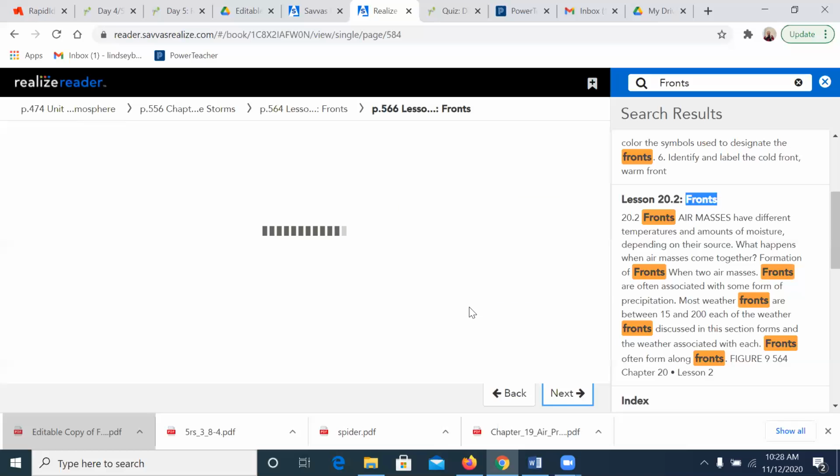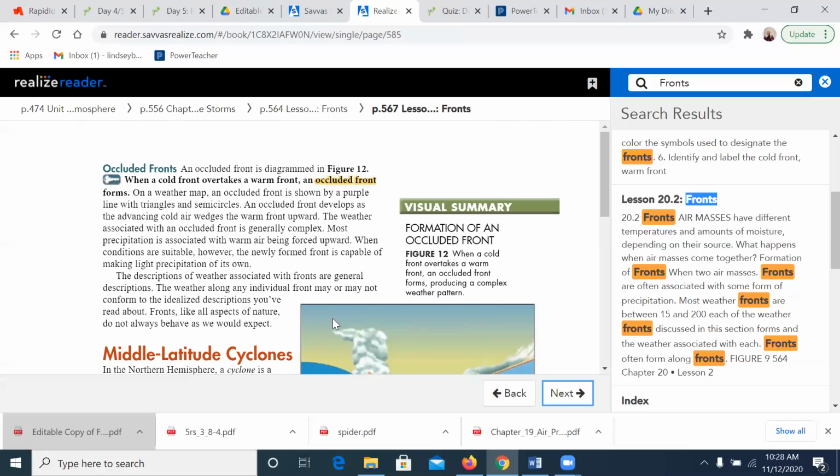Stationary front, and lastly, our occluded front right here. We're not going to go any further. We're not going to read about cyclones just yet. So that's your Savas reading today.